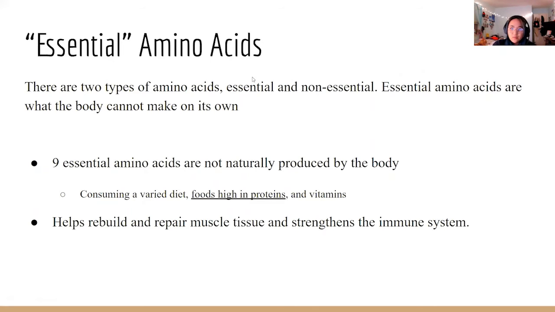So there are two main types of amino acids. There is essential, and then there's non-essential. Essential amino acids are ones that the body cannot produce on its own. So in order to get these, you need to consume them via your diet. Most of these amino acids are contained in foods that are high in protein.